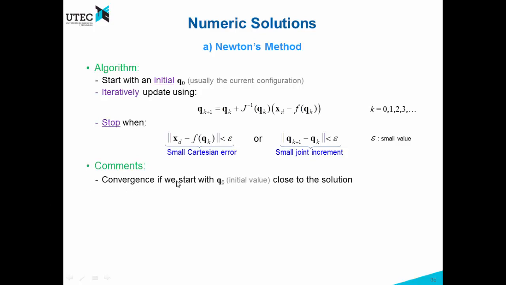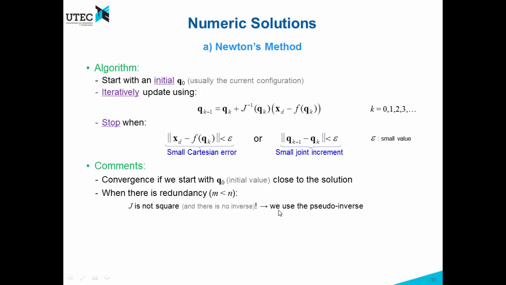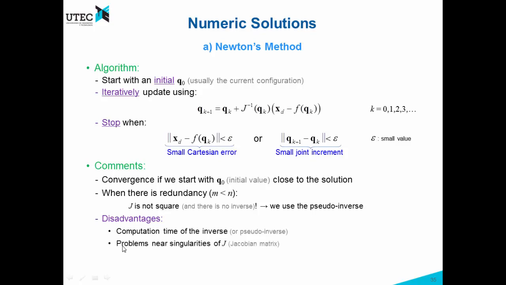Now convergence is guaranteed if we start with Q0 with some initial value close to the solution. When there is redundancy, then J is not going to be square, and so there will be no inverse. In these cases, we use the pseudo-inverse. The disadvantages are that the computation time of the inverse, or the pseudo-inverse, is not that straightforward, it takes some time. And there are some problems near singularities of J, the Jacobian matrix. The advantage is that it is fast. It has quadratic convergence, which means that it is fast. I'm not going to discuss quadratic convergence, but it is a desired property for an algorithm.